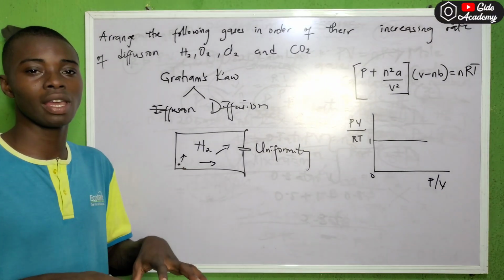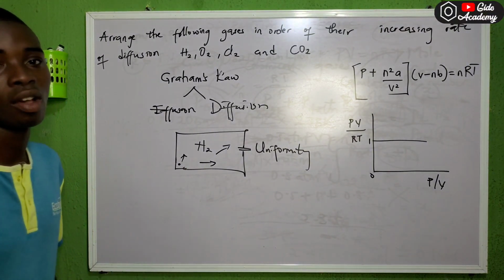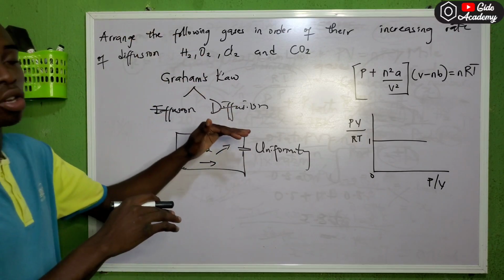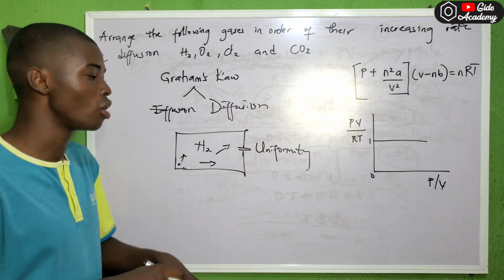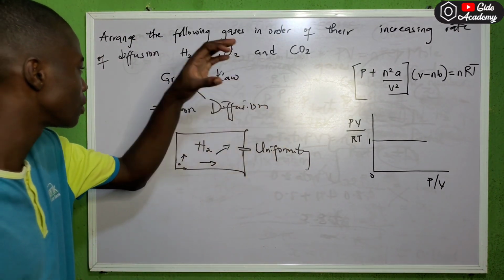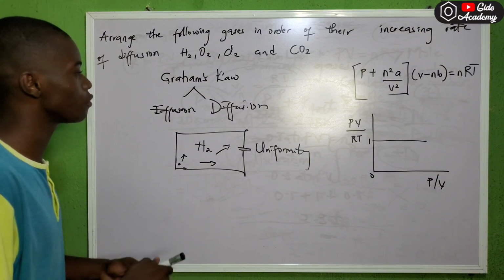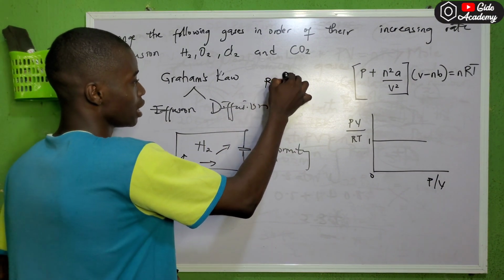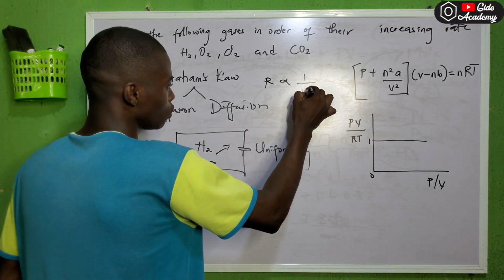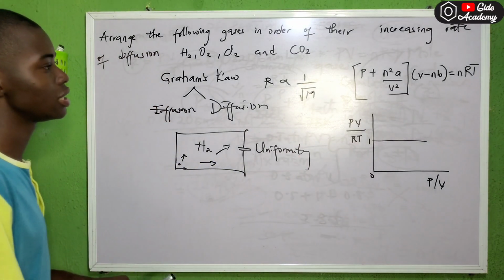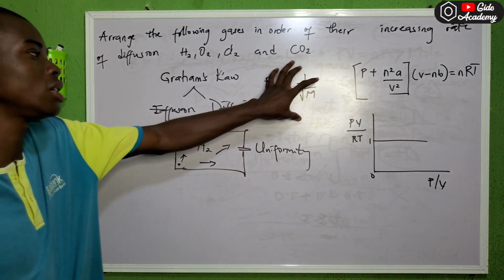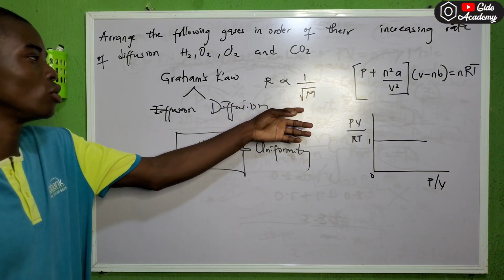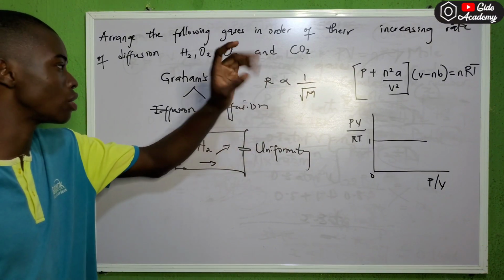So effusion talks about gases escaping from a closed container through a small hole, while diffusion is talking about the movement of gaseous molecules from a region of higher concentration to a region of lower concentration until uniformity is attained. And Graham's law of diffusion says the rate of diffusion of a gas is inversely proportional to the square root of the what? Of the molar mass. That is the formula for calculating it, but we are not after that.